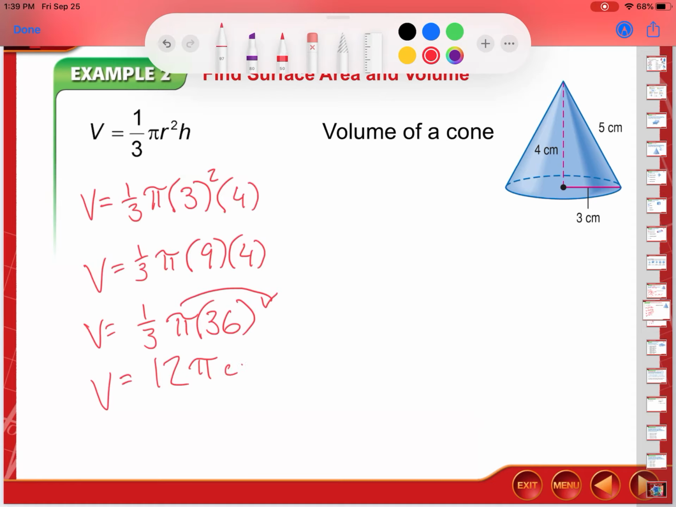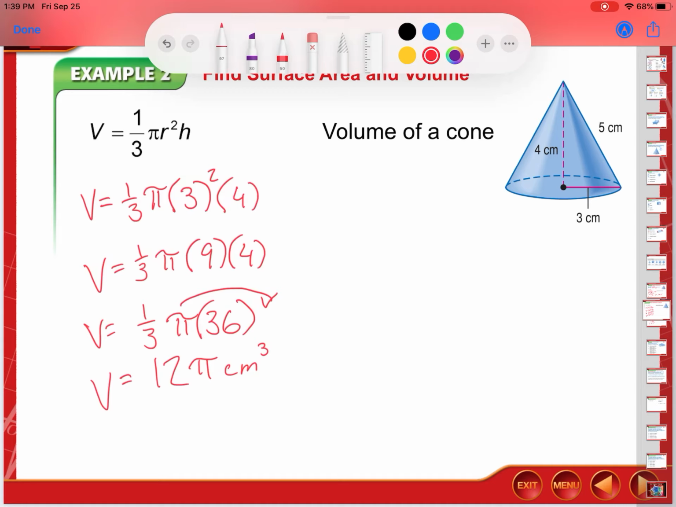And then we would say centimeters cubed, because this is three-dimensional. We're talking volume. If we were to fill that cone up with water or sand or cotton candy or calculators or anything like that.